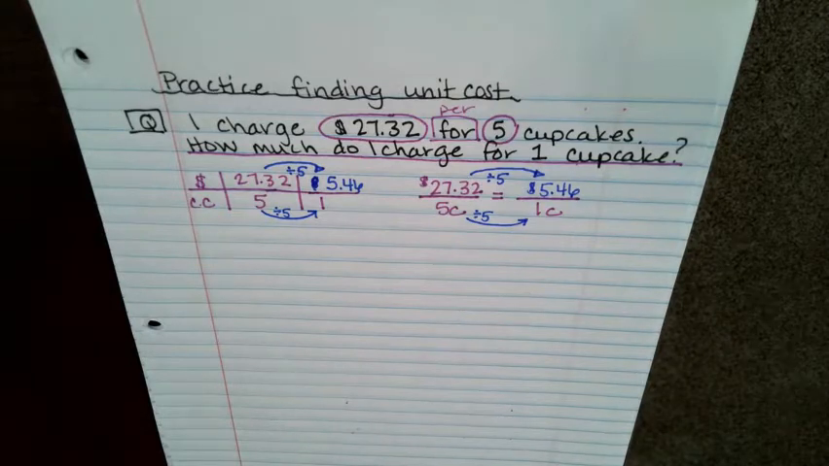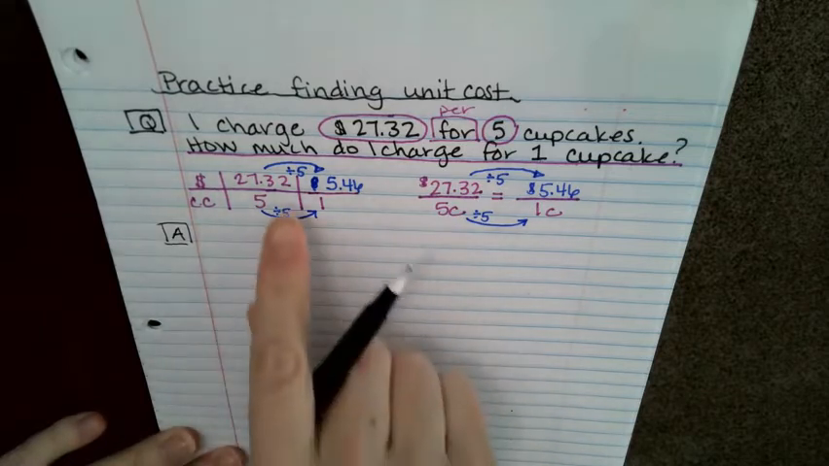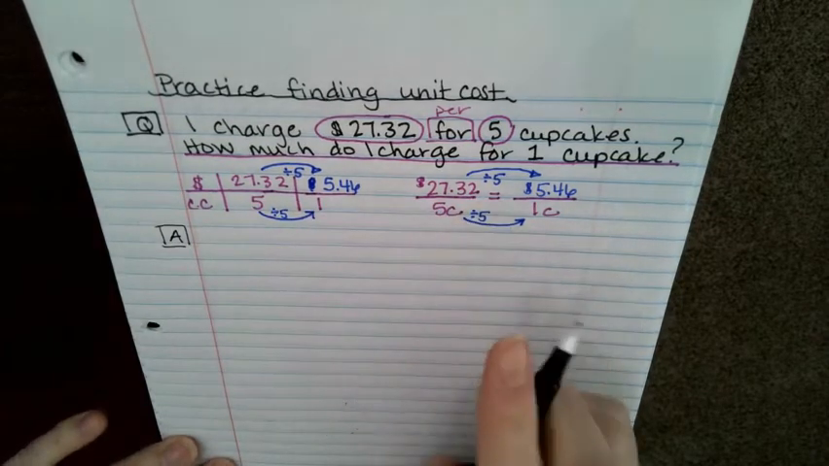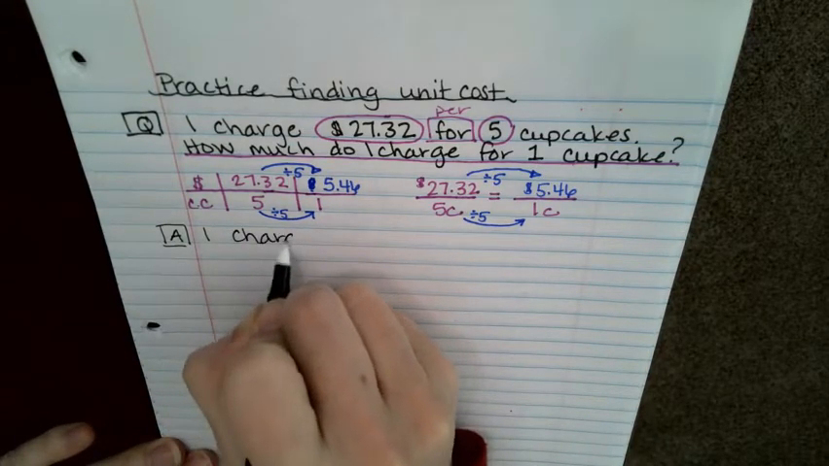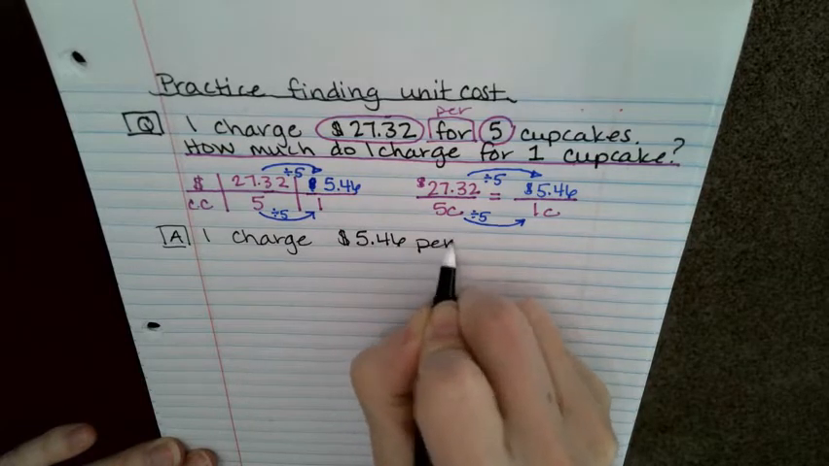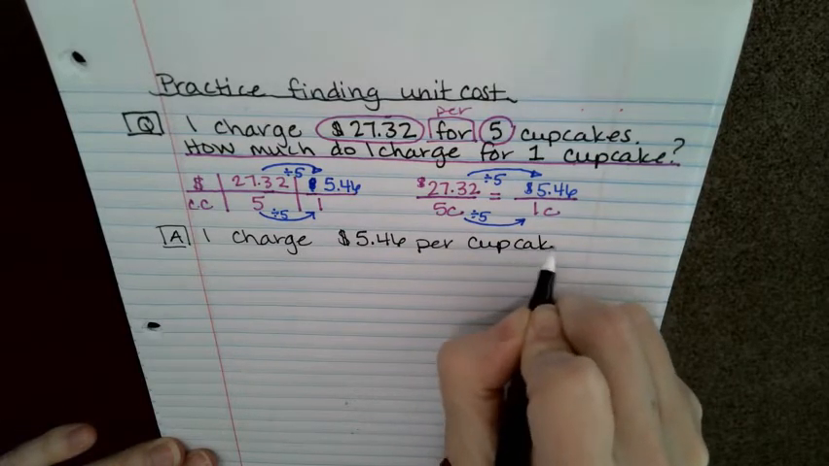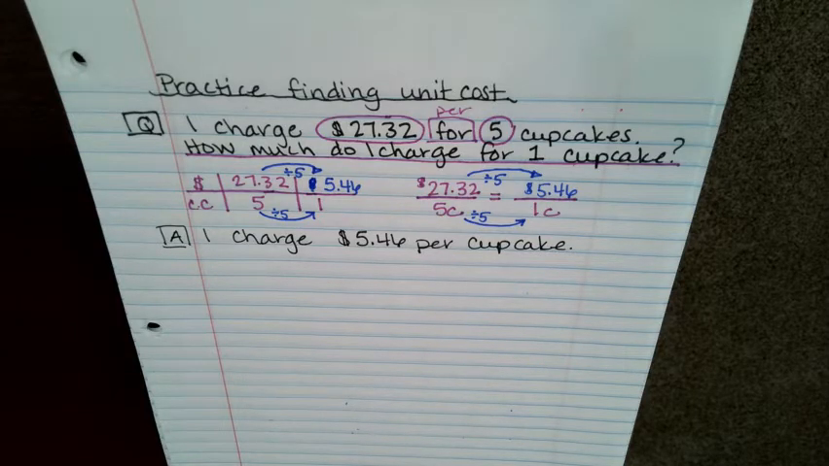So then my answer, and remember, you don't have to do it both ways. You get to pick which way works best for you, okay? I charge $5.46 per cupcake. Okay, that word per is very important when you're answering a unit cost question. Okay, let's do one more where we're just finding. Let me see what I got going on. Let me see what my next example is going to be.